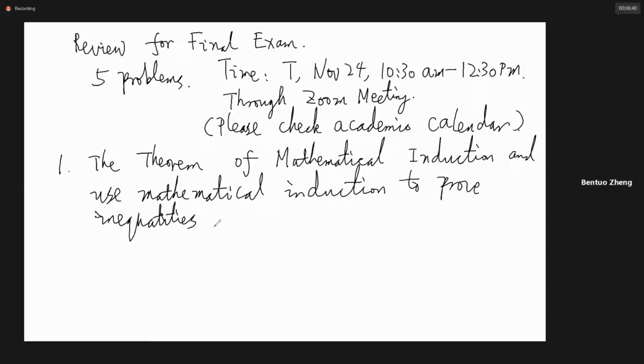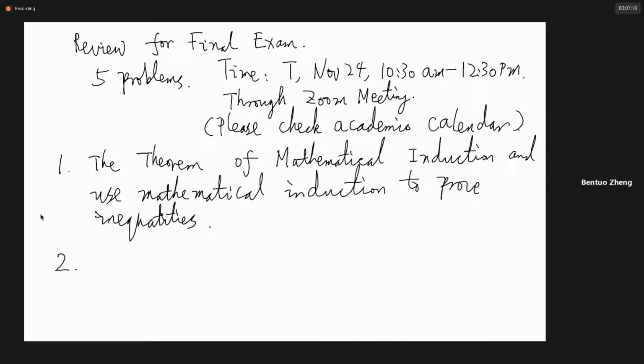Okay, so the statement of the theorem of mathematical induction, you can check your notes, and also the problems would be similar to your first exam, okay? You have an inequality which you need to use mathematical induction to prove. Of course, this inequality would be about natural numbers. Okay, so I'm not going to give an example because these are going to be similar to the problems in the first exam. Okay.